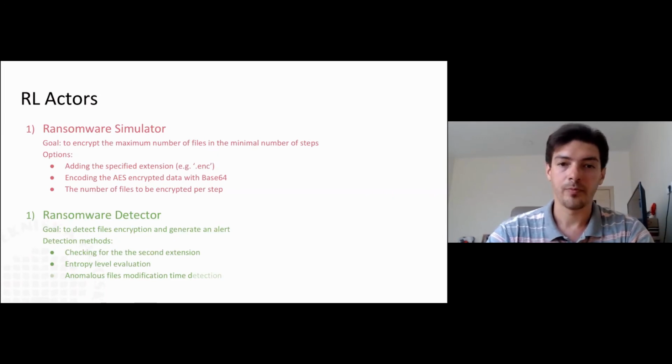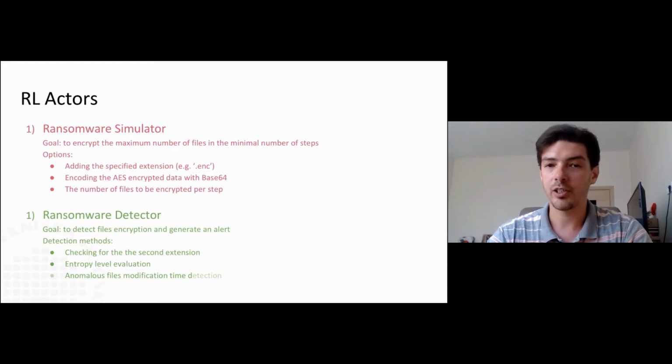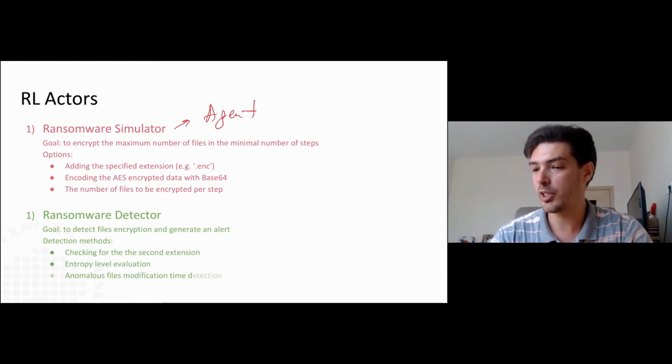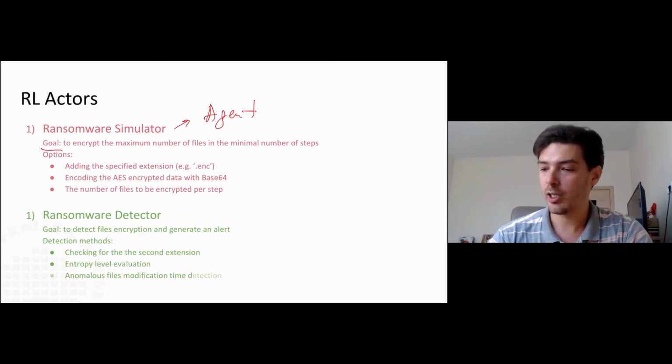So what actors do we have in our simulation, in our experiment? The first actor is the ransomware simulator. It's our agent. The goal of the ransomware simulator is to encrypt the maximum number of files in the minimal number of steps. And we have 3 different options for how we can encrypt, to hide this activity or just do it in some specific way.